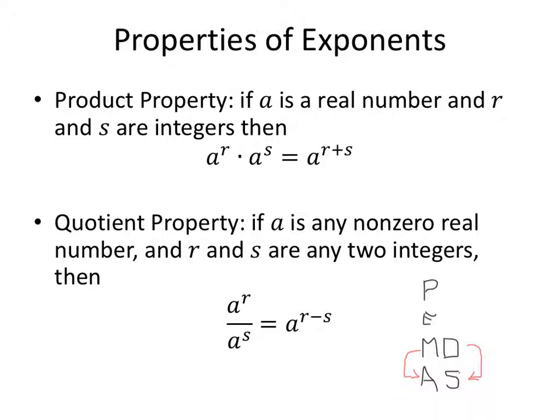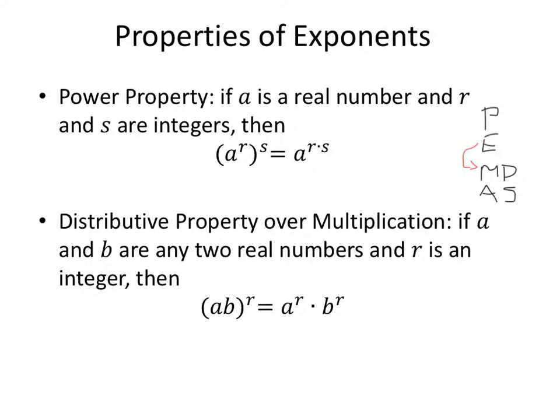Also, the quotient property. If A is any non-zero real number, and R and S are any two integers, then A to the R divided by A to the S, we subtract the exponents. So if we're dividing two things with the same base, we'll subtract their exponents, the numerator exponent minus the denominator exponent, and check it out. Division turns into subtraction of exponents. So the order of operations helps us remember what that operation should be next.